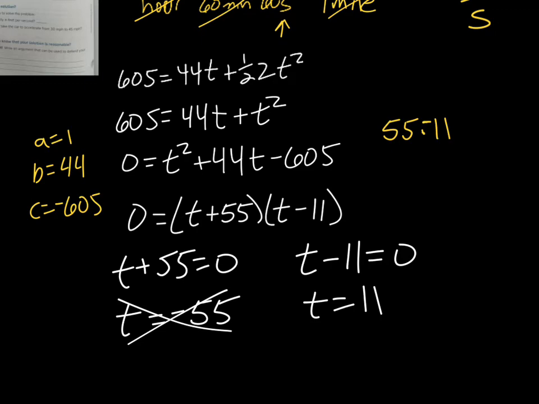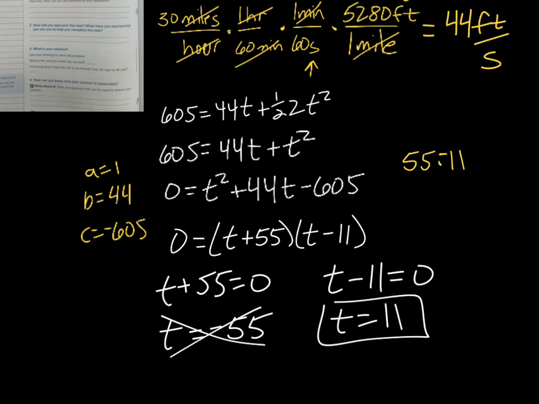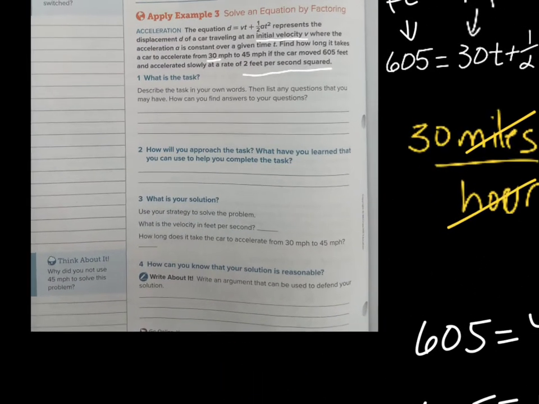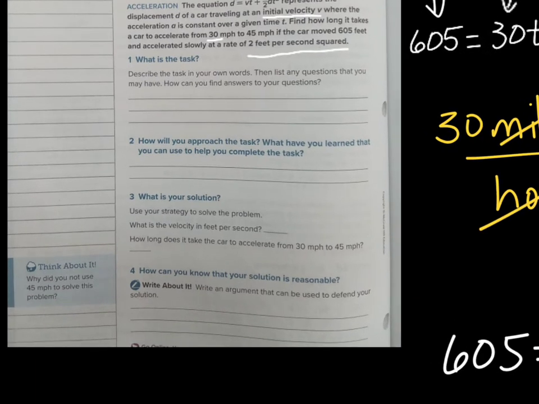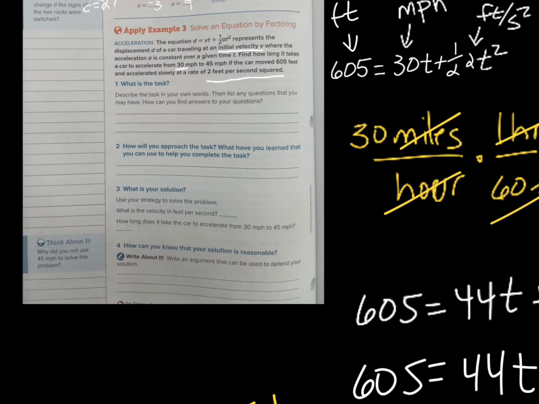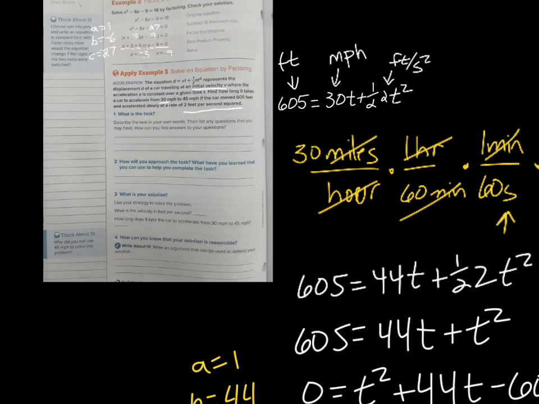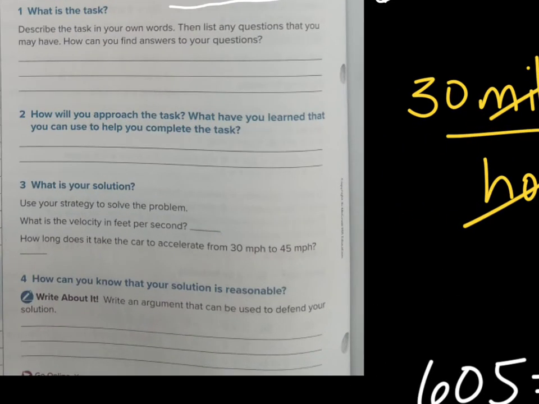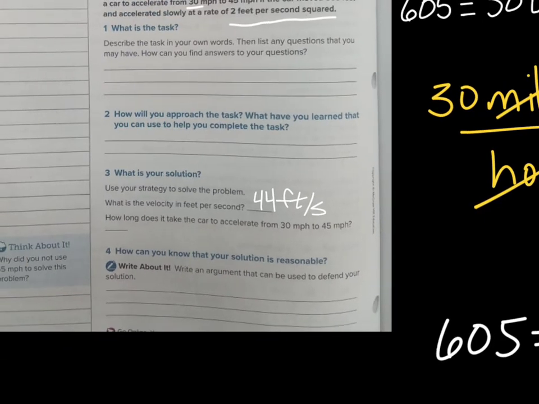And so what we're going to do is go back to the original question to make sure that we're answering it. So yeah, I did some of this. What is the velocity in feet per second? So we had to deal with that. That's going to be the 44 feet per second. You've got to be in the same units. And how long does it take the car to accelerate from there? Well, it took us 11 seconds.